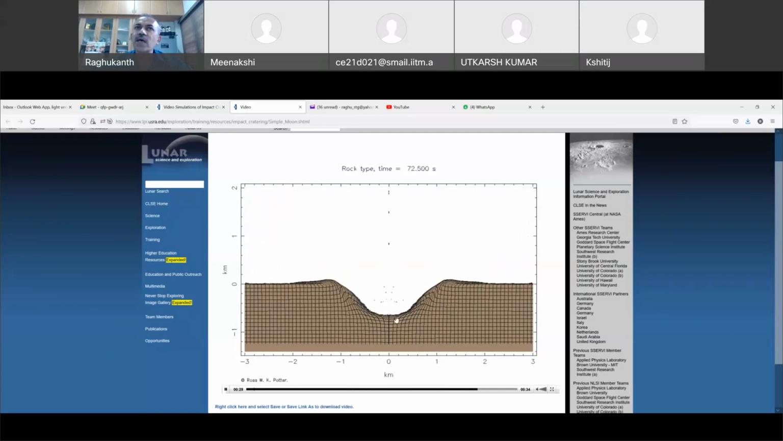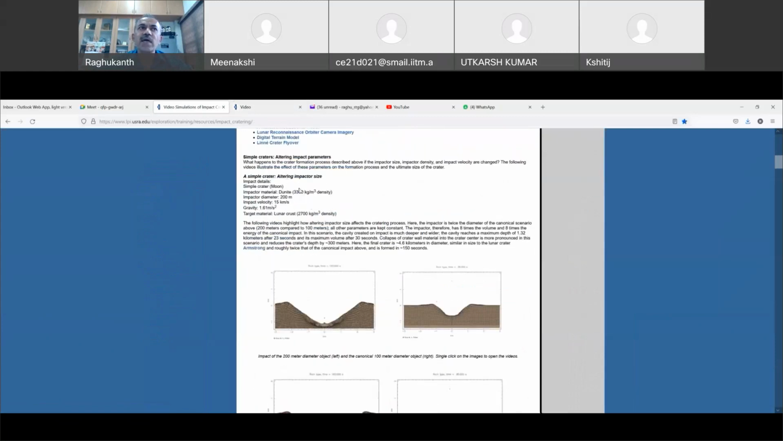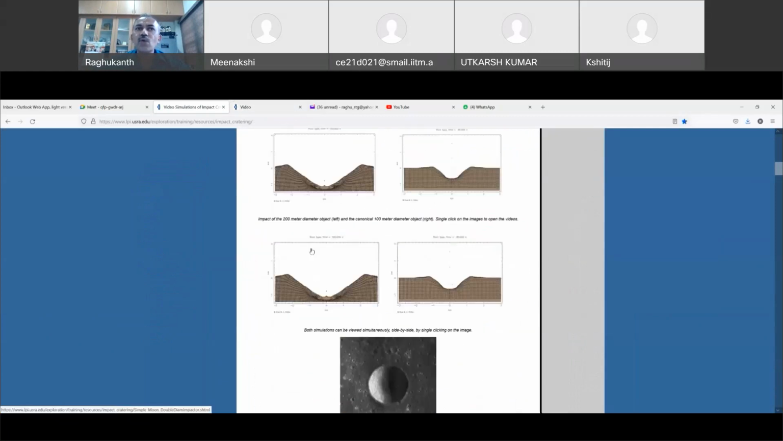So this is a nice simulation. They have done it using smooth particle hydrodynamics. And then they have also altered the impactor sizes. The same details they have taken, but now the impactor diameter is 200 meters. Previously it was 100 meters and now it is 200 meters also.